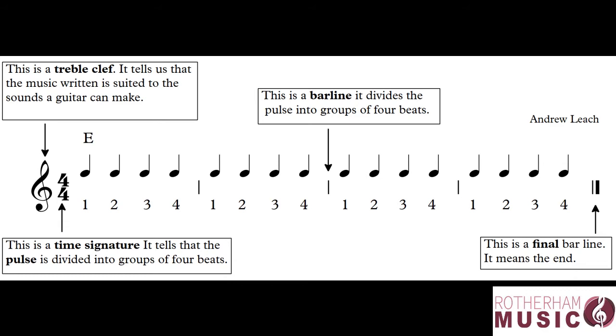And crotchets are special notes that happen on every beat. So they always look like that. They've got a black note head and a black stem. So as you can see, each of our beats of the pulse has one crotchet on it. So we're going to work our way across going 1, 2, 3, 4. Then the second bar, 1, 2, 3, 4. Then the third bar, 1, 2, 3, 4. Then the fourth bar, 1, 2, 3, 4, and then we stop when we get to the final bar line.